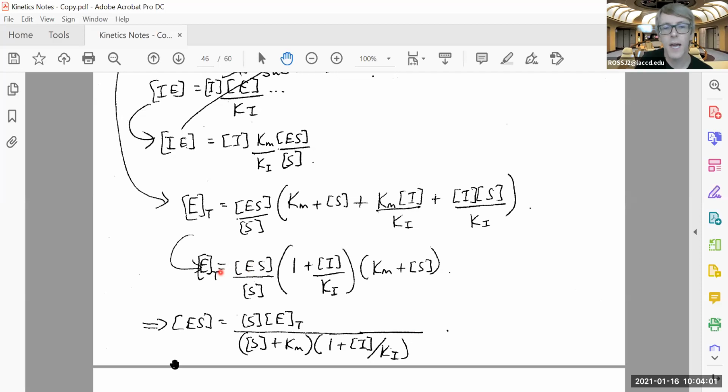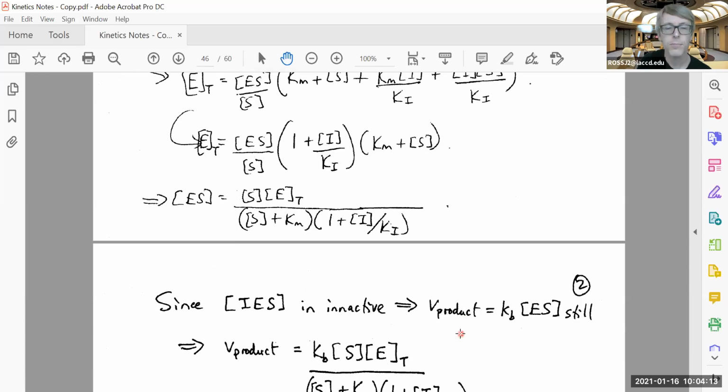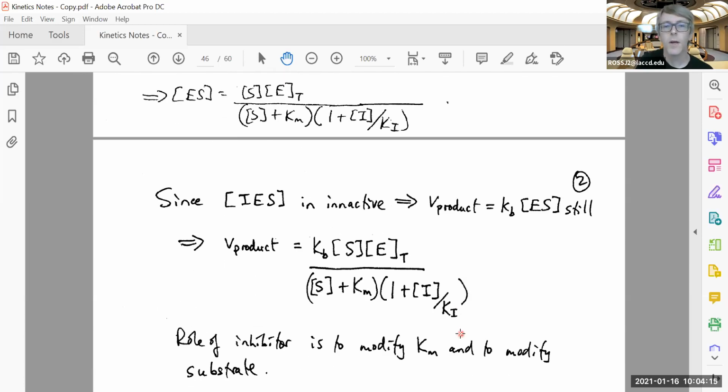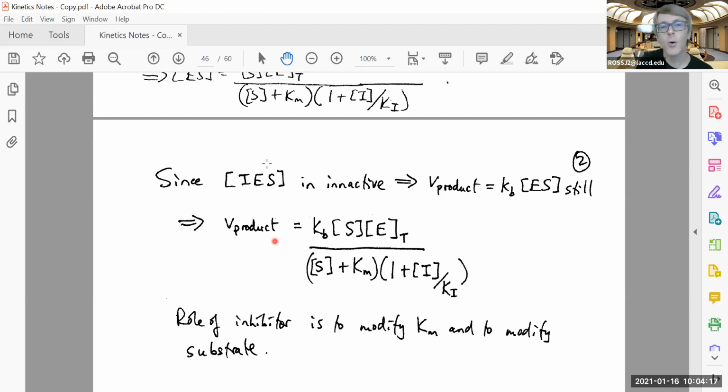Then we solve for ES. So we isolate ES and we have this expression, which again has this familiar bracket, this 1 plus I over Ki. Now, the loaded enzyme that's inhibited is not active. That goes without saying. That's the whole concept of inhibition. So the rate determining step is still the same, kB times ES.